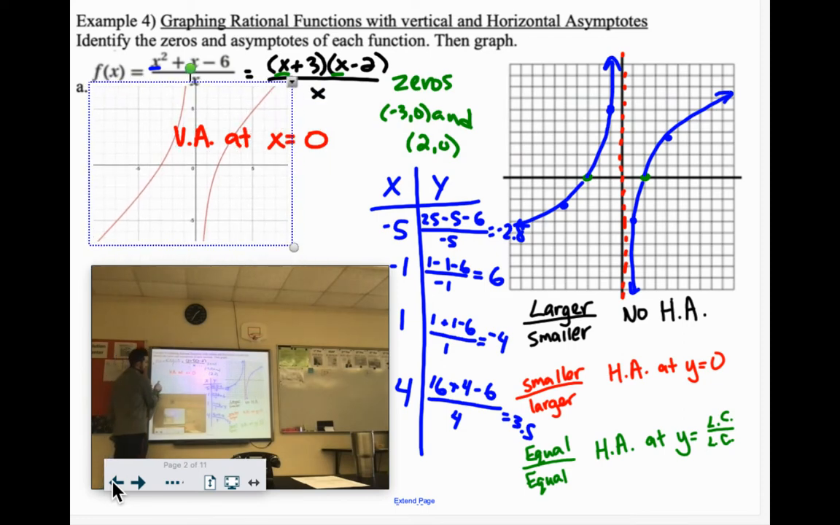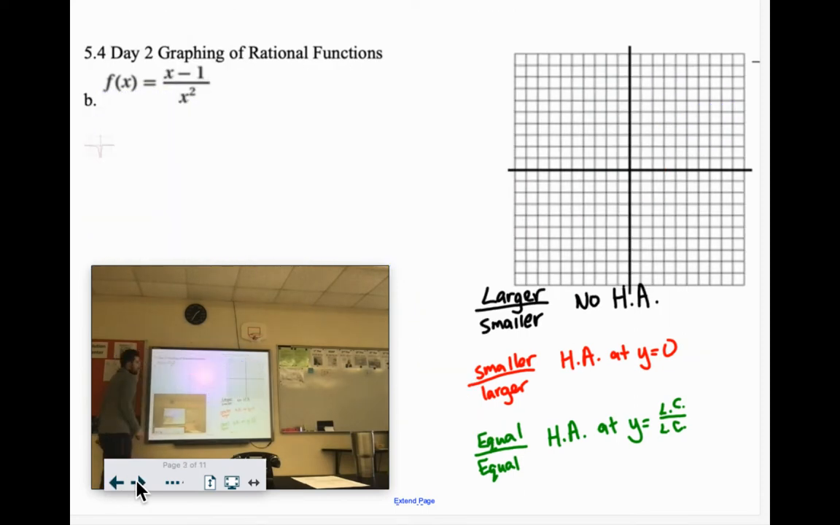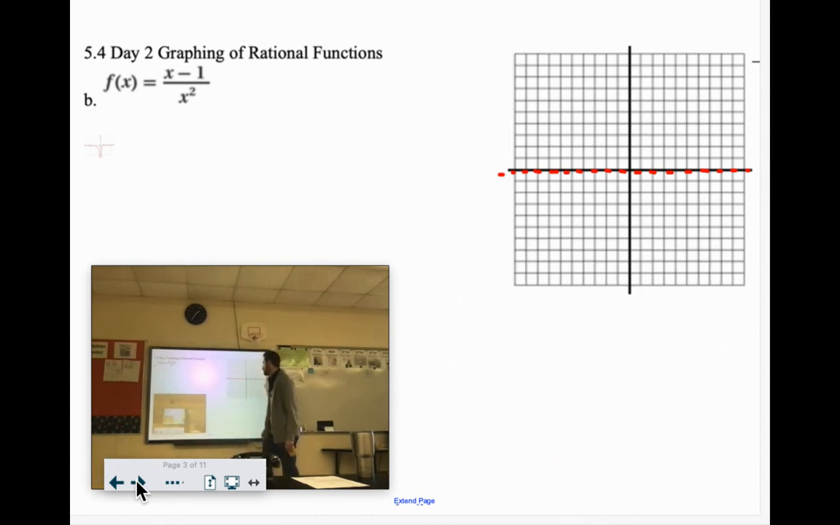Pretty good. All right. Now this one is so bizarre. You're going to see this and be like, what? All right. Now, if you look here, the degree up on top is 1. The degree on the bottom is 2. So if you look here, the larger degree is in the denominator. So look at this red. The horizontal asymptote will be at y equals 0. So there's going to be an asymptote here.